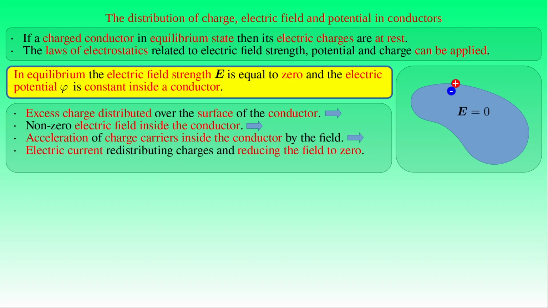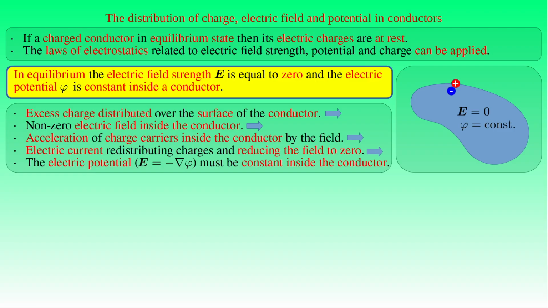The redistribution of charge or the establishment of electrostatic balance is an extremely short process. For the vanishing electric field strength E inside the conductor, the negative gradient of the electric potential phi is equal to 0, that is, the potential phi must be constant inside the conductor.